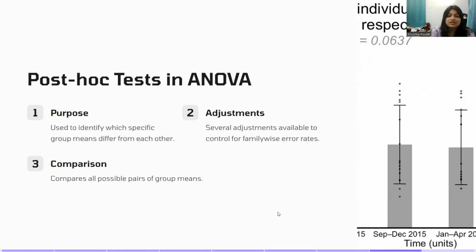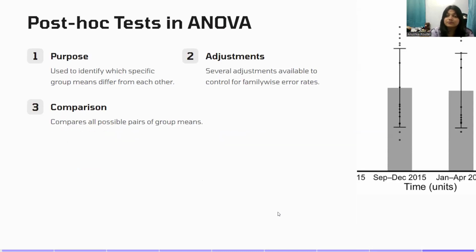We have the post hoc test in ANOVA. The purpose is to identify which specific group means differ from each other. So everything is based on mean variation and the significant difference between them. We have different groups, and we identify which specific groups differ from each other. Then we have adjustments: several adjustments are available to control for family-wise error rates. Then we have comparison, which compares all possible pairs of group means.